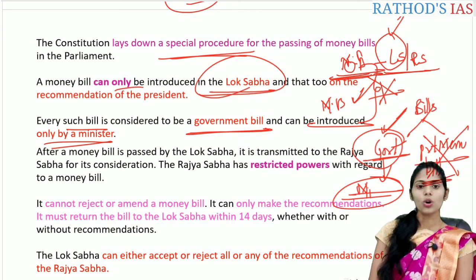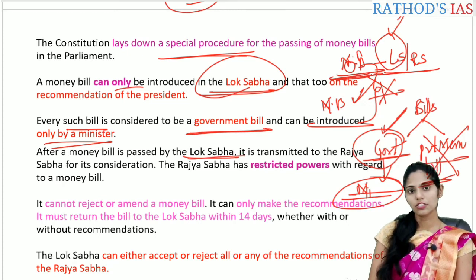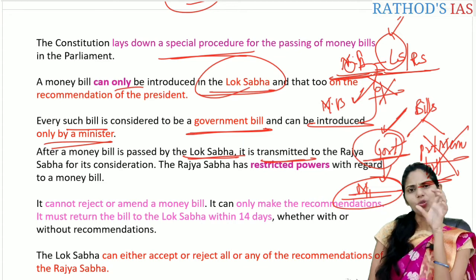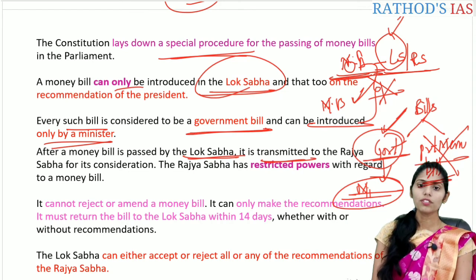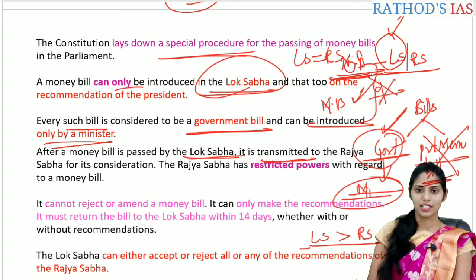Okay. So after the money bill is passed in the Lok Sabha, after the first reading, second reading, third reading and later the voting, it will be transmitted to the second house, the Rajya Sabha in this case. And the Rajya Sabha has only restricted powers in the case of this money bill. Regarding the ordinary bill, we have equal power in the Lok Sabha and the Rajya Sabha. Regarding the money bill, the Lok Sabha has more powers compared to the Rajya Sabha. So let us see those.